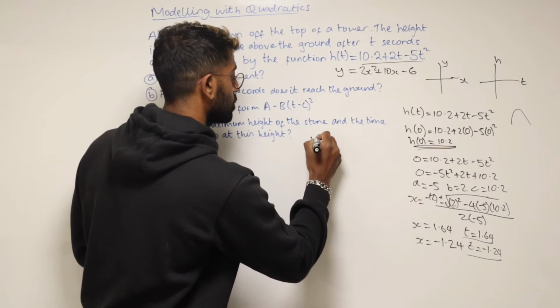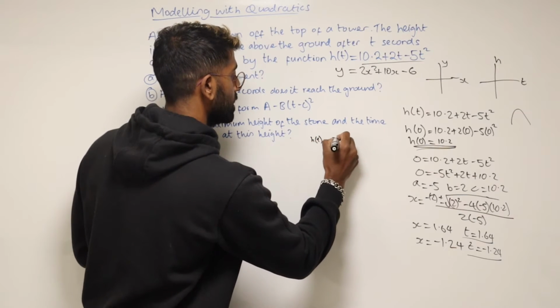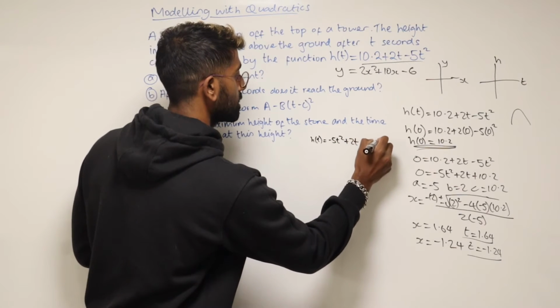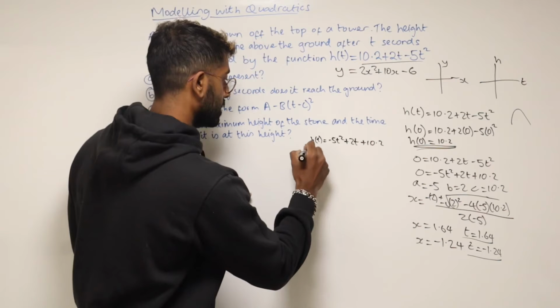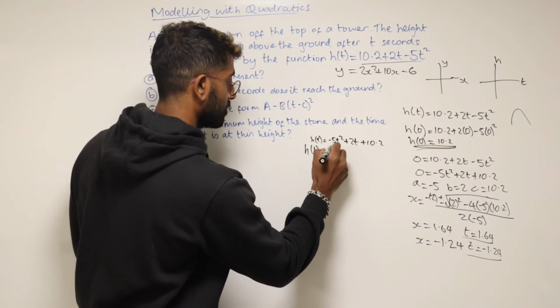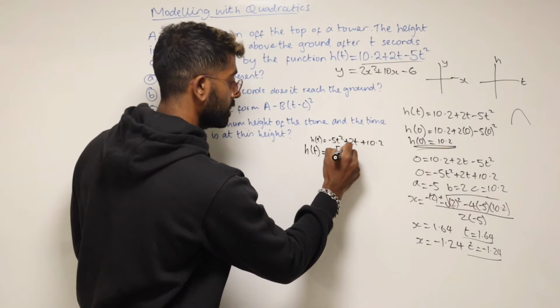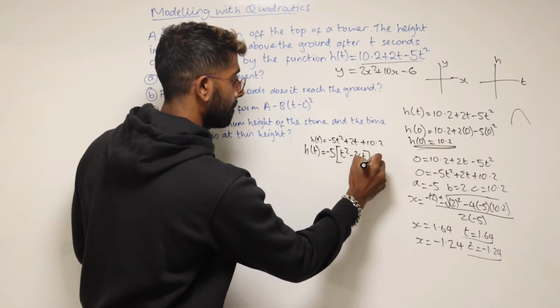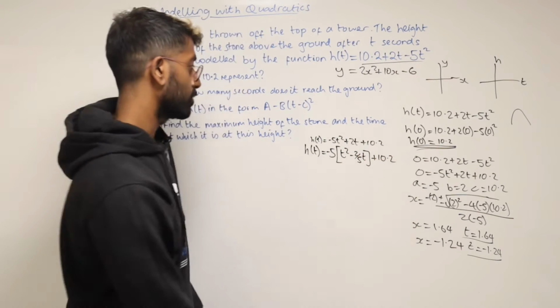So h of t is equal to minus 5t squared plus 2t plus 10.2. So to complete the square, we have to factorize out that minus 5 to begin with. So we'll be left with t squared minus 2/5 t plus 10.2.